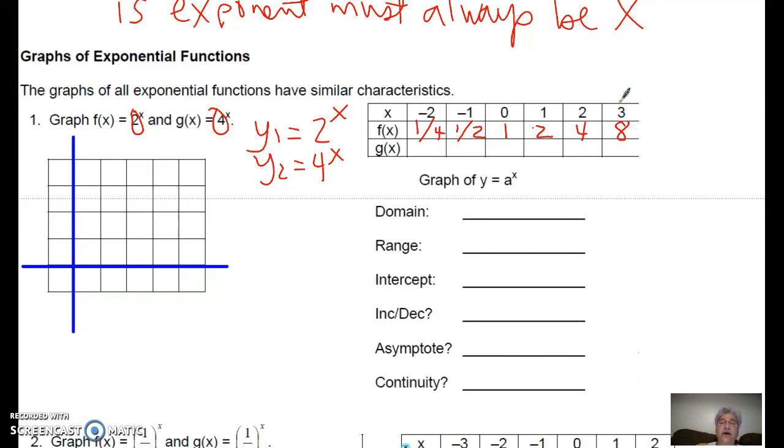So we're able to do our first graph. We'll start with 0, 1, 1, 2, and 2, 4. And then over to the left of the y-axis, we've got 1/2. And of course, we'll have 1/4.